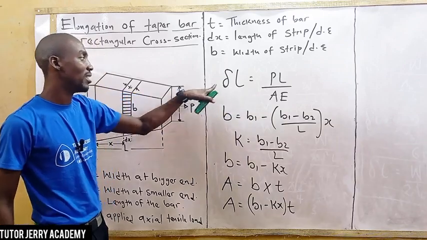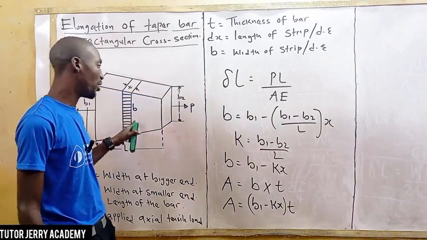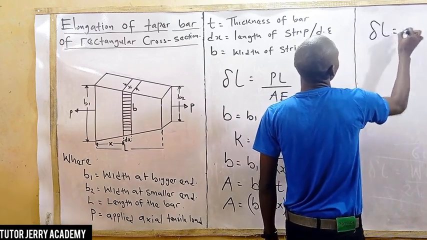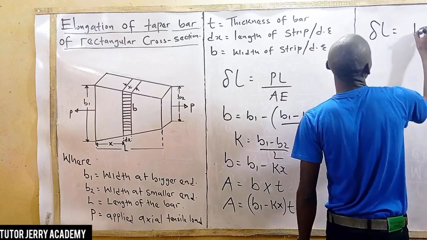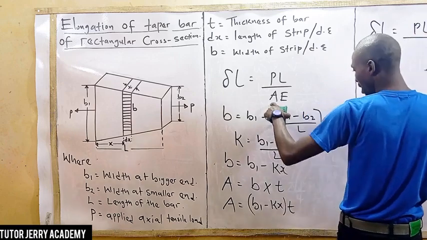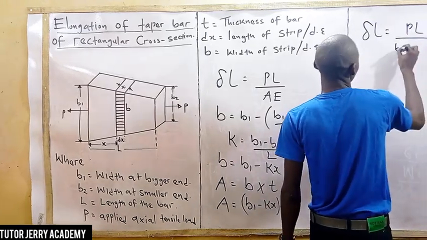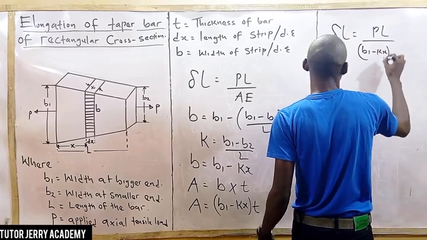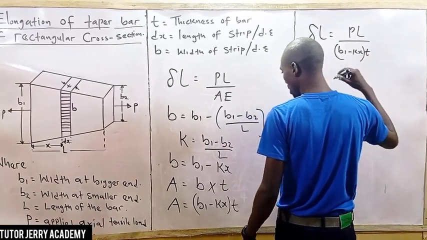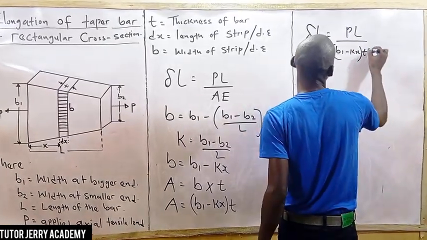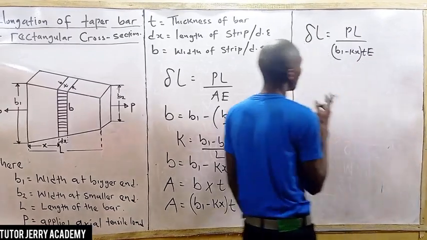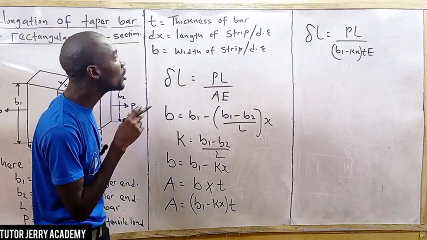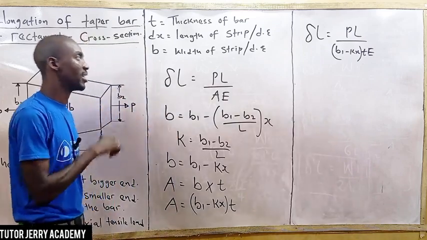We are going to get the deformation of the differential element. So it means delta L will be equal to PL all over area. Our area is B1 minus KS all into T, then multiplied by E. So what we have here is the deformation of the differential element.